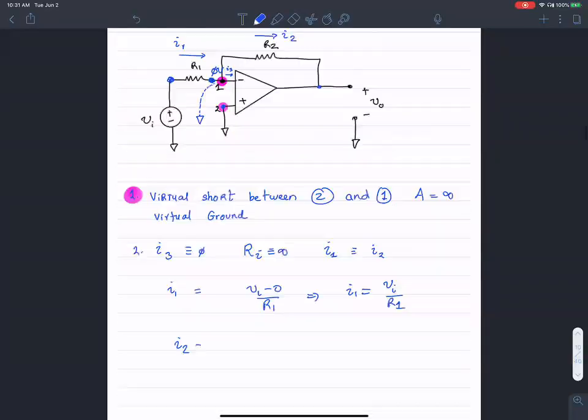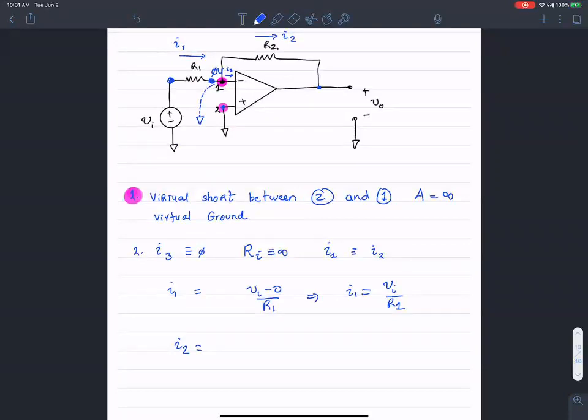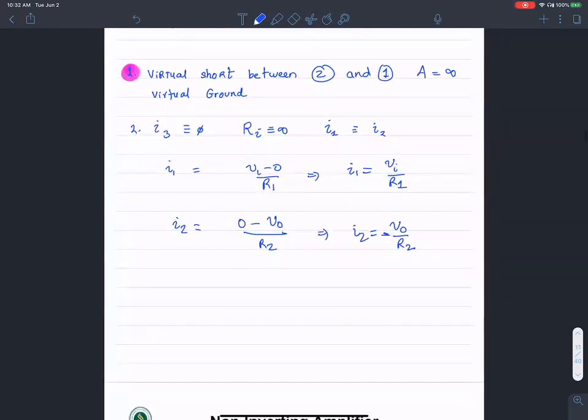Now, I2, the current flowing through the resistance R2, is going to be the voltage on the left of R2, which is 0, minus the voltage on the right of R2, which is V out, over the resistance of that guy, R2. So I2 equals the current flowing, which is negative V output over R2. And we want them to be equal. The idea is that both of these are equal, and that's the fundamental assumption.